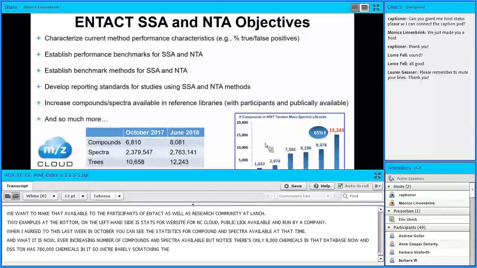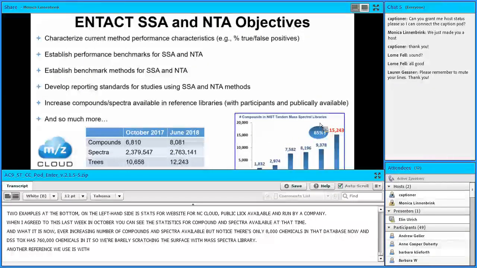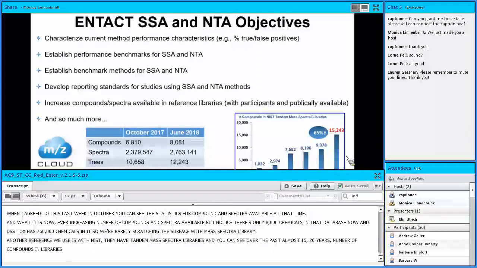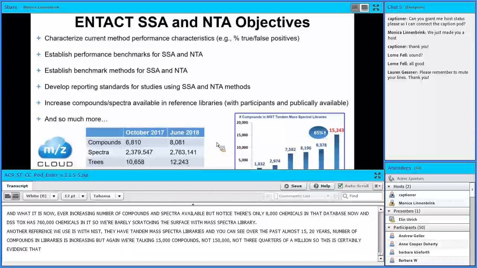Another reference that we often use is with NIST. They also have tandem mass spectral libraries, and you can see over the past, I don't know, almost 15, 20 years, the number of compounds in those libraries is increasing, but again, we're talking about 15,000 compounds, not 150,000, not 750,000. So this is certainly evidence that we need more of these spectra available to the public so that we can do a better job understanding what people are exposed to and understanding what chemicals are in the samples that we're analyzing.